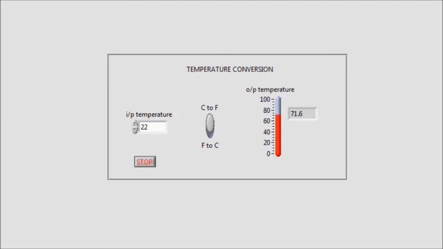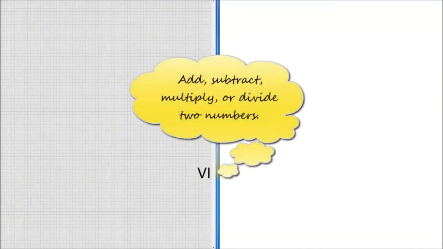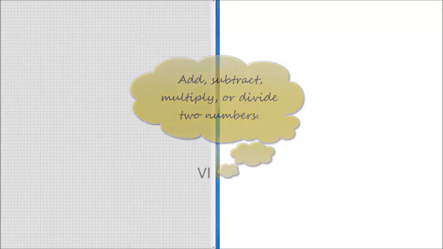Now if we flip the switch so that we convert from F to C, and let's say that the temperature in Fahrenheit is 80 Fahrenheit, now we observe that the converted temperature in Celsius is 26.6 Celsius. The case structure can be non-Boolean, namely have more than two windows. To demonstrate this, I'll develop a VI that will either add, subtract, multiply, or divide two input numbers.